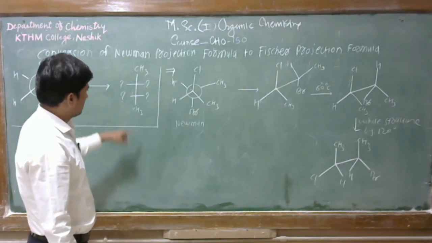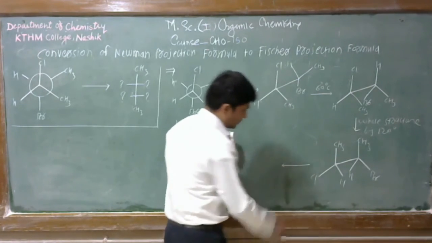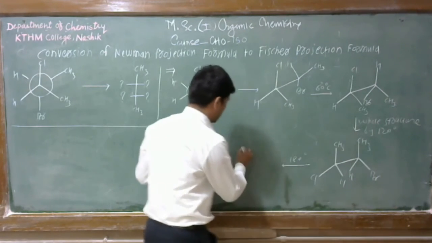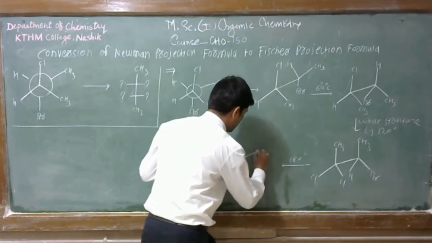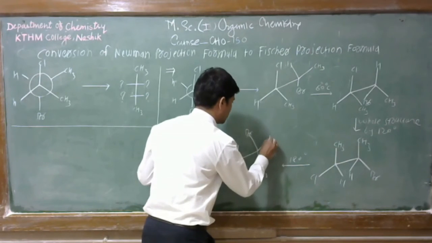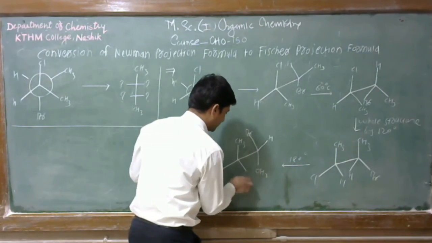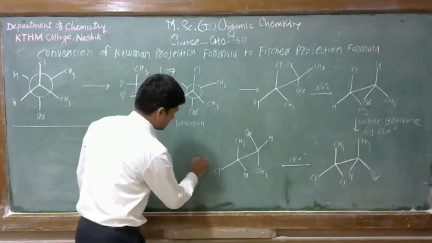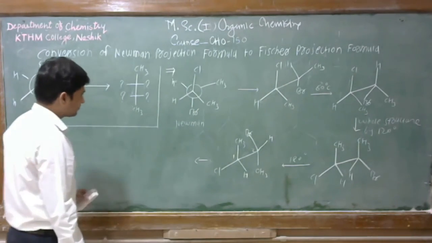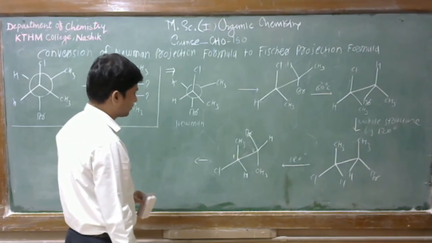if you want to write this CH3 in the below direction, then again we have to rotate this structure by 180 degrees, and after rotating by 180 degrees, we can write here: this is CH3 here, this is bromine here, this is hydrogen here, this is CH3, this is Cl, and this is the hydrogen here. Now this structure can be converted into the Fischer projection formula. Sorry, in Fischer projection formula we have to convert this.